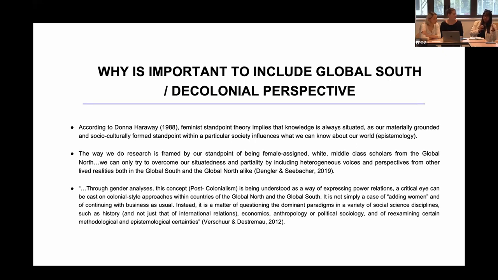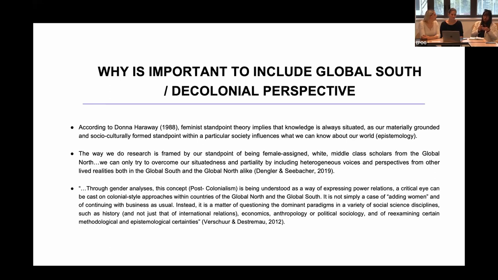However, also bringing in the part of strong objectivity that Harding mentioned, strong objectivity is important to consider the perspective of other authors and other visions in order to have a better perspective in economics, to produce knowledge, especially when it comes to economics.